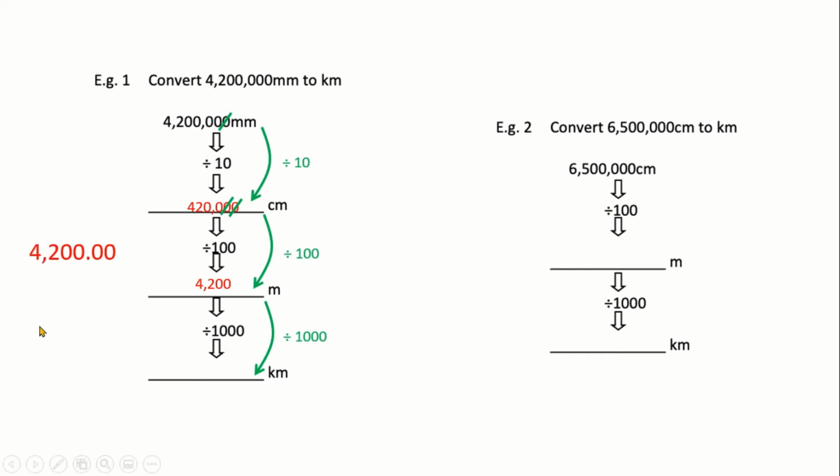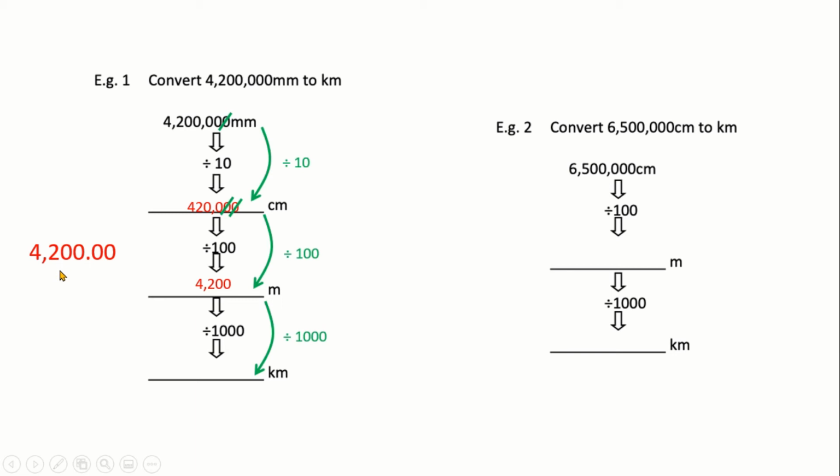Let's look at this number. So 4,200 looks like this. And there's our decimal point. Now, since I want to divide this by 1,000, my decimal point, I take it 3 places over to the left. So what's this now going to become?